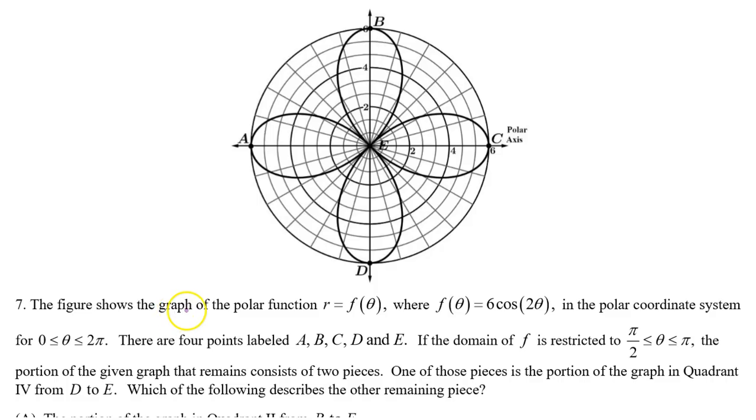Number 7. The figure shows the graph of the polar function r equals f of theta, where f of theta equals 6 times the cosine of 2 theta, in the polar coordinate system on the interval from 0 to 2 pi. Here it says there are 4 points labeled, but there are actually 5: A, B, C, D, and E. If the domain of f is restricted to the interval from pi over 2 to pi, the portion of the given graph that remains consists of two pieces. One of those pieces is the portion of the graph in quadrant 4 from D to E.